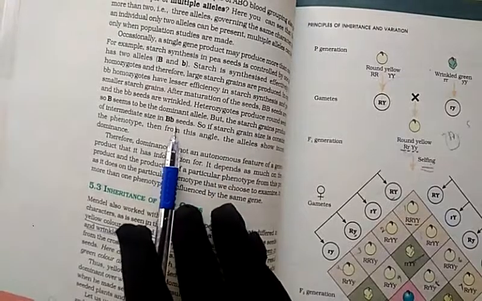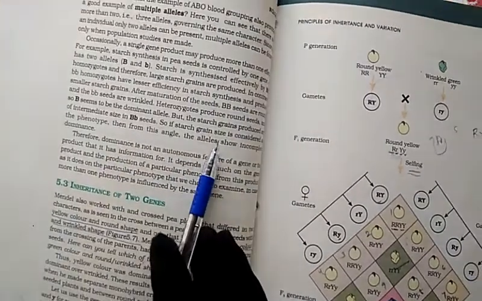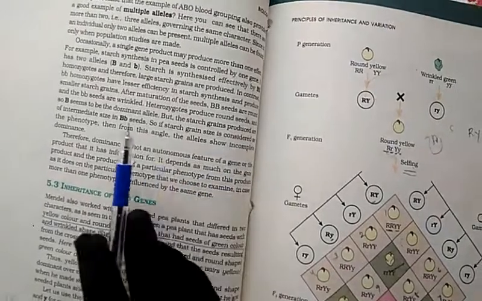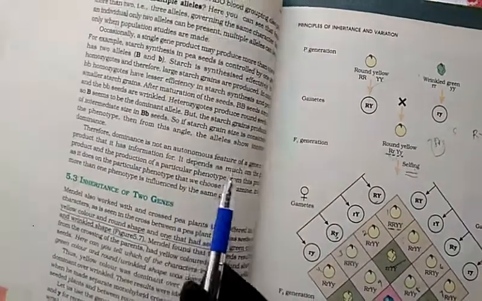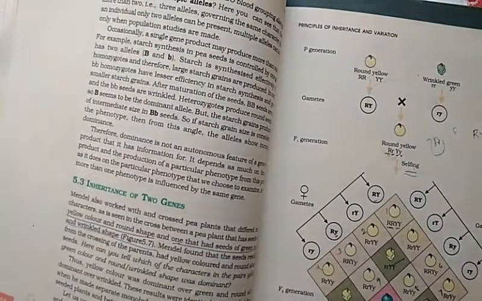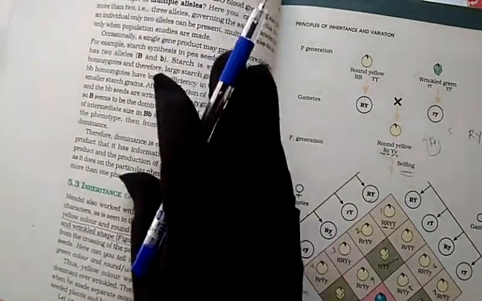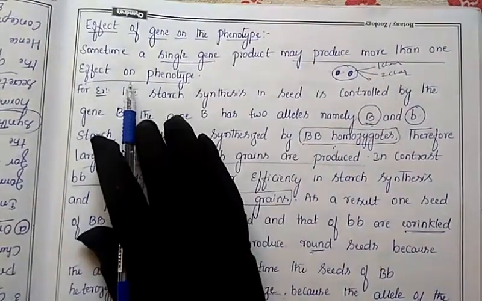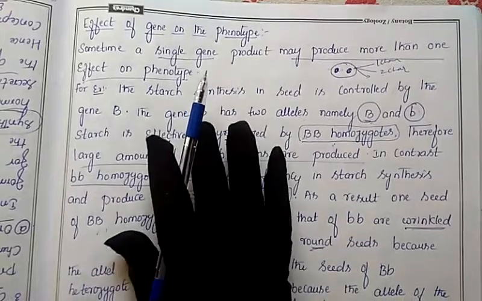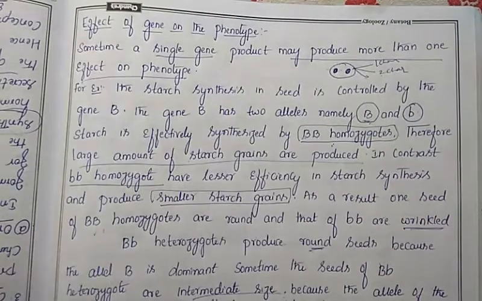So capital B shows the intermediate size here. If the starch grain size is considered as the phenotype, from this angle the allele shows incomplete dominance. They are showing incomplete dominance. You can read this. So this is the effect of pleiotropy. In this manner, one gene performs many characters. It can be explained by giving this example.